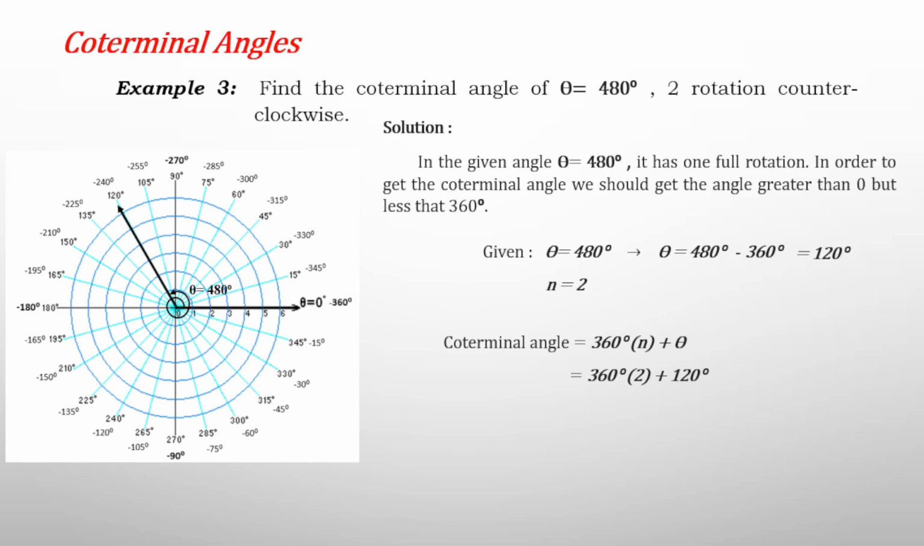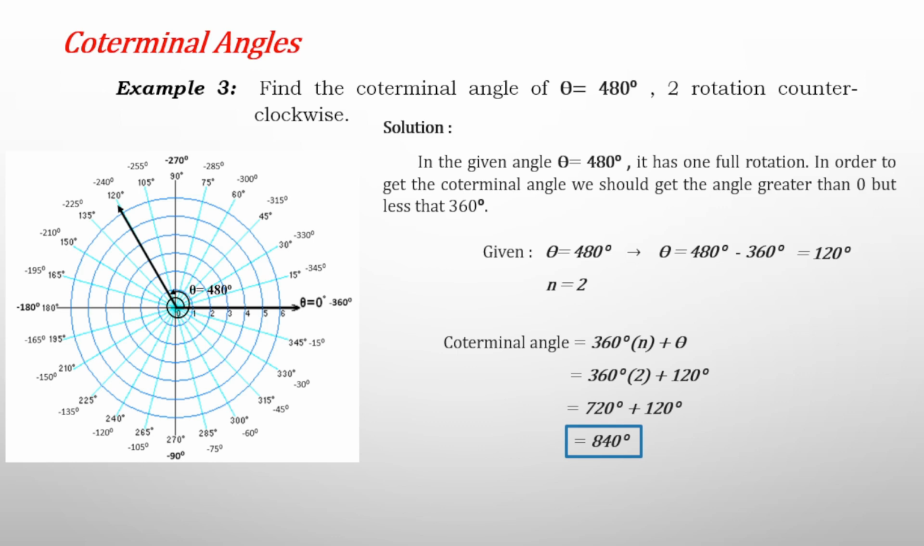360 degrees times 2, that is 720, plus 120 degrees. So as we get the sum of 720 degrees and 120 degrees, that is 840 degrees. Then we can say that the coterminal angle of 480 degrees having two rotations counterclockwise is 840 degrees.